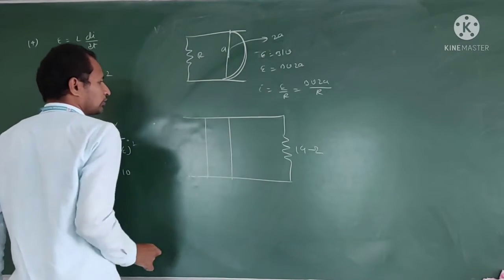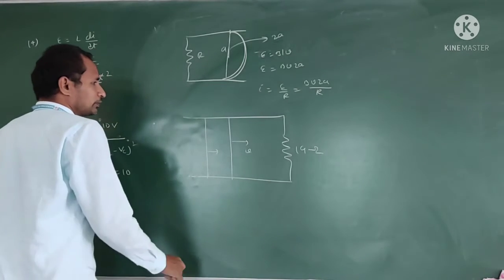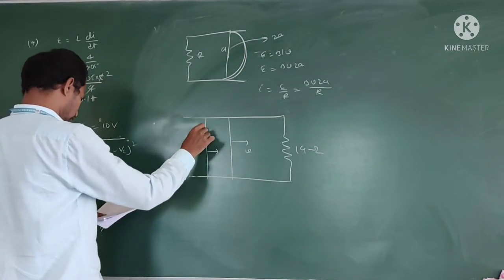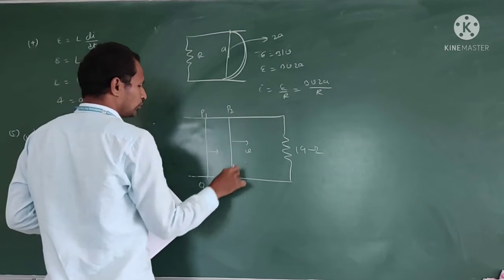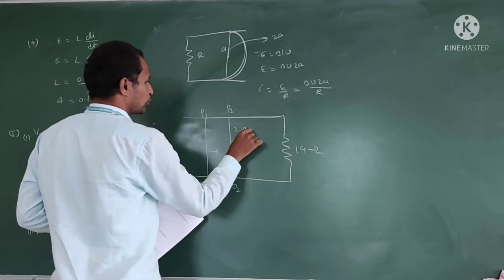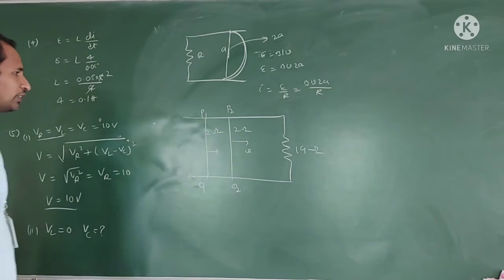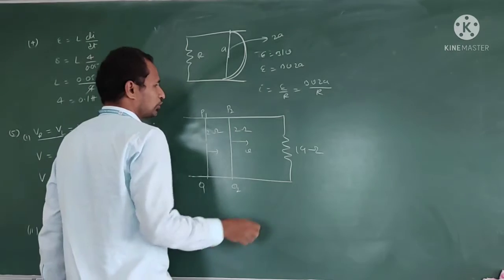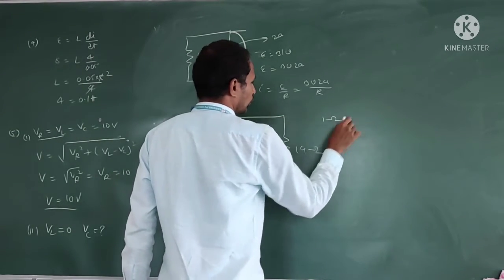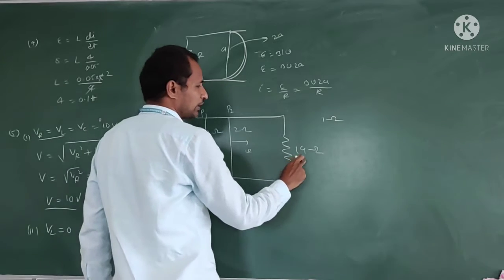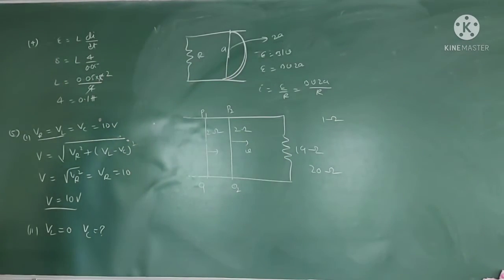Two wires are moving in this direction with a constant velocity V. This is P1, Q1, this is Q2, P2. This resistance is 2 ohm, this resistance is 2 ohm. These two are in parallel, so the resistance of these two wires is 1 ohm. 1 ohm and 19 ohm are in series, total 20 ohm. We need to find the current.